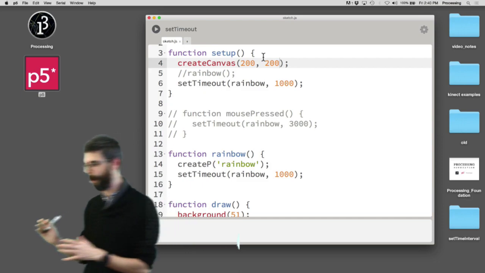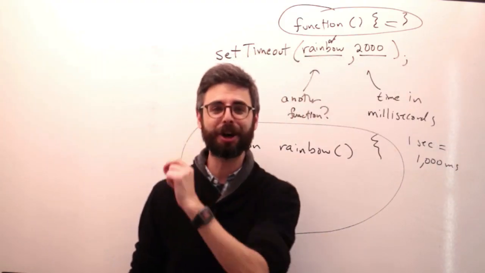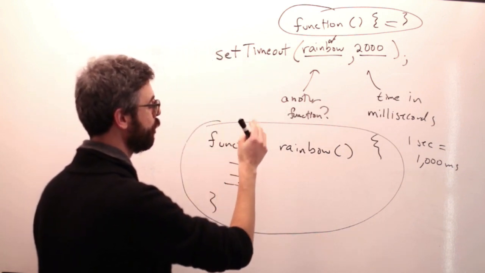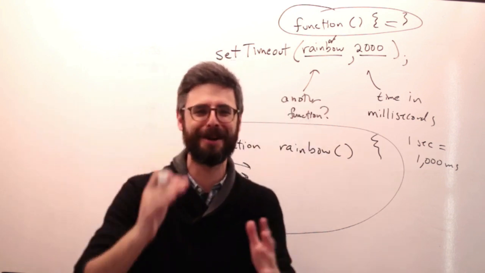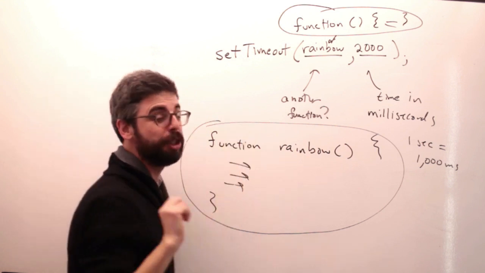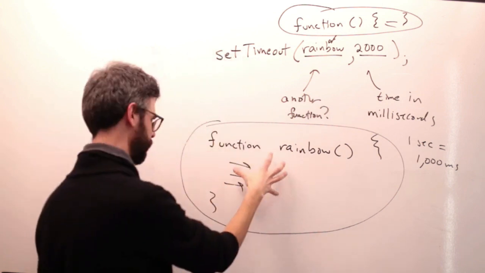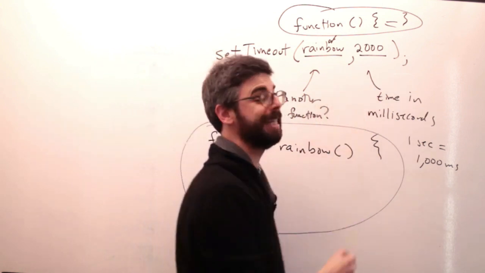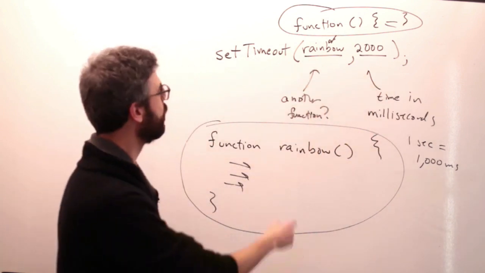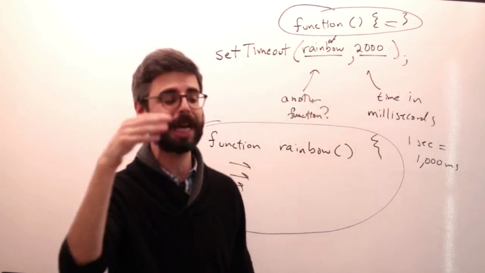So let's review for a moment. In my previous video, I looked at a function called setTimeout. You would give that function two arguments. The first argument is the name of another function, something like a function called rainbow, and the second argument is a time, the time at which you want that first thing, the rainbow function, to be executed. So this would result in the function rainbow happening 2,000 milliseconds, or 2 seconds, later.